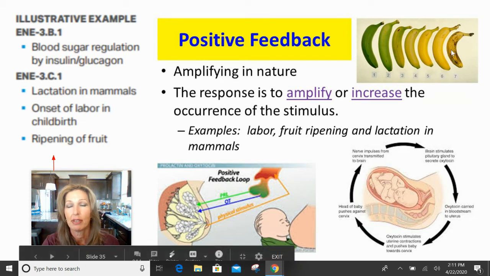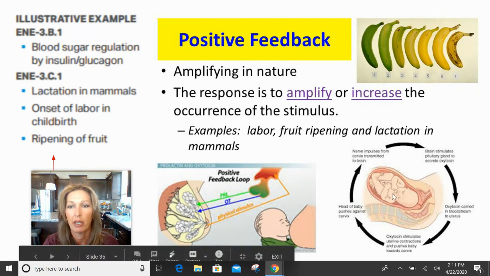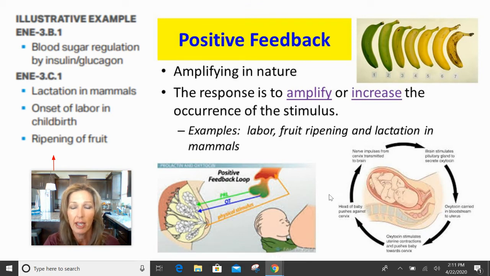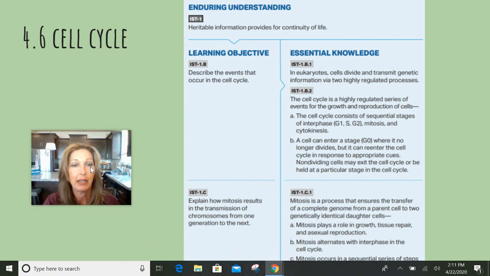Ripening of fruit, ethylene. When ethylene is produced, that triggers this positive feedback response of more ethylene, more ethylene, more ethylene, and we get all sorts of amplification of the stimulus. Childbirth is another one. That release of oxytocin to initiate contractions stimulates more oxytocin to stimulate more contractions. And we also talked about blood clotting, that clotting response in order to amplify the clotting process until you stop bleeding.